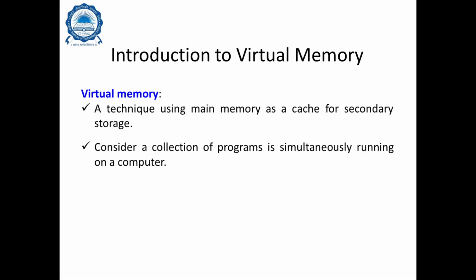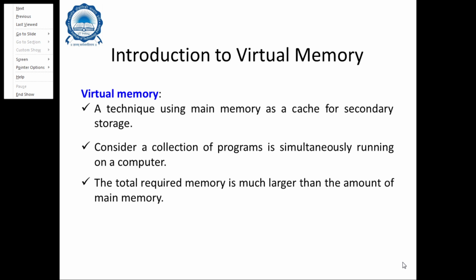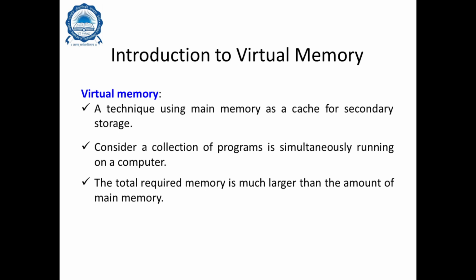Consider a collection of programs simultaneously running on a computer. The total amount of required memory is much larger than the amount of main memory that is present. That's obvious, because when you're running multiple programs together, you require more space compared to whatever is available inside the RAM. So what do we do in that case?